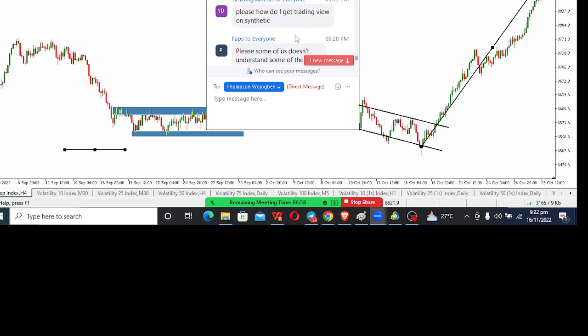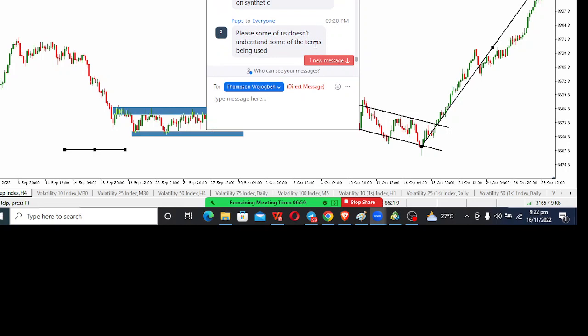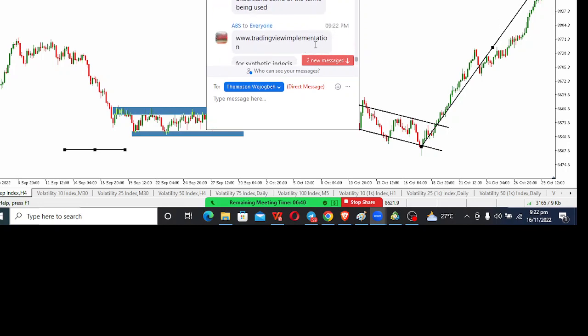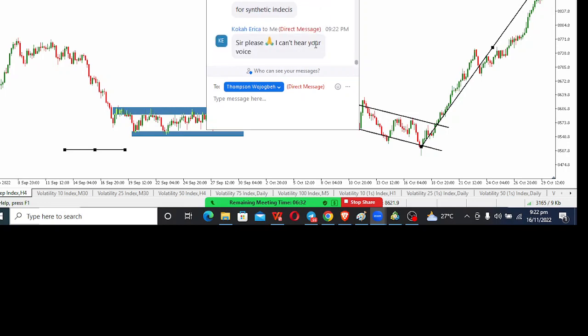Please, how do I get TradingView on synthetic? You can just go to tradingview.binary.com or tradingview.deriv.com. Some of us don't understand some of the terms being used. I've explained a lot of the terms that I use, but if there are terms you do not understand, you can go to the page, type them there, and we are going to help you understand them.